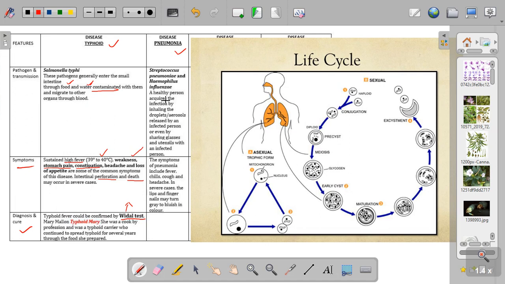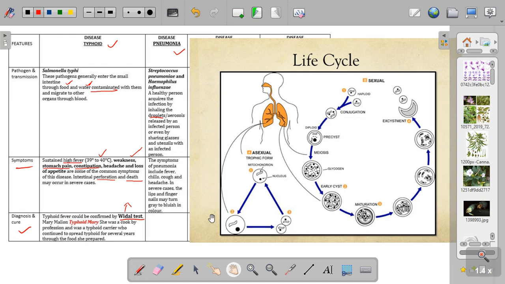Pneumonia is a lung disorder in which pathogens like Streptococcus pneumoniae and Haemophilus influenzae are the two causative organisms, so we can call them pathogens. How does it get transmitted? A healthy person acquires infection by inhaling the droplets. So you can say that air is the one which acts as a vector.